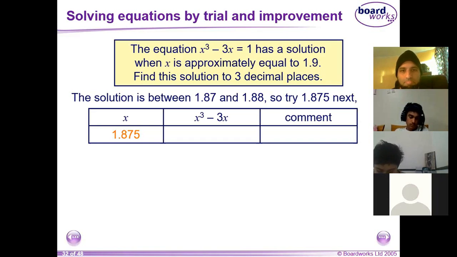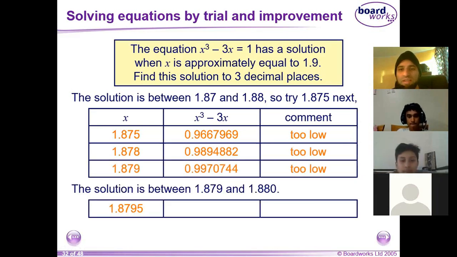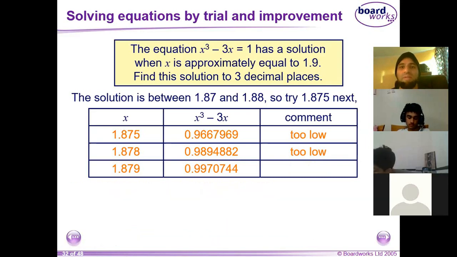It's too low. Yeah. It's too low, exactly. So now your answer is going to be between 1.875 and 1.88. You see, we're getting it more and more accurate as time goes on. And eventually, what you'll find is your answer becomes more and more accurate. And in an exam, they want you to have some type of answer that's accurate. You're never going to get an exactly accurate answer. But what they said, they wanted the solution to 3 decimal places.